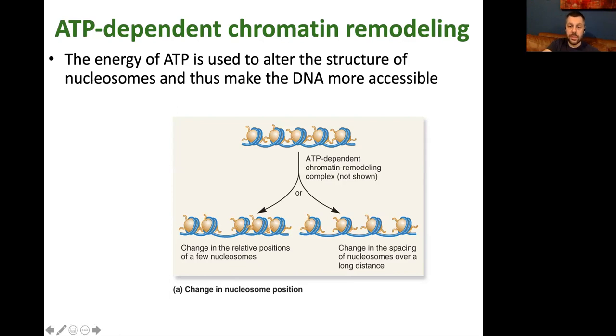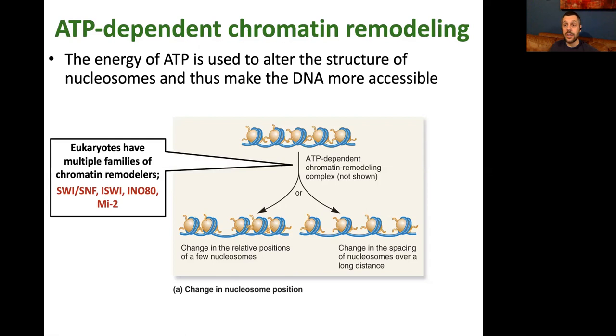At the top of this diagram, we see a highly compacted piece of DNA with DNA wrapped around the nucleosomes that are compacted together. One thing that can happen to loosen these up a bit is to change the relative position of a few nucleosomes, as you can see on the left, or you can spread them out, as you can see on the right. This is one aspect of chromatin remodeling. The idea is that we're loosening up the chromatin to allow RNA polymerase to get in there and transcribe a gene.